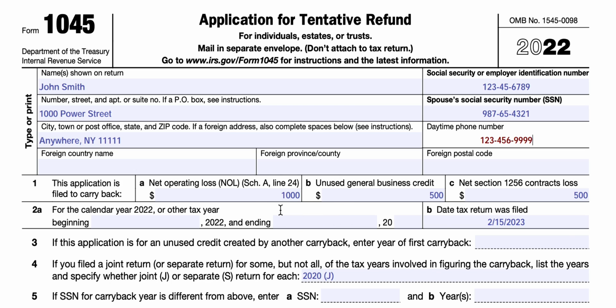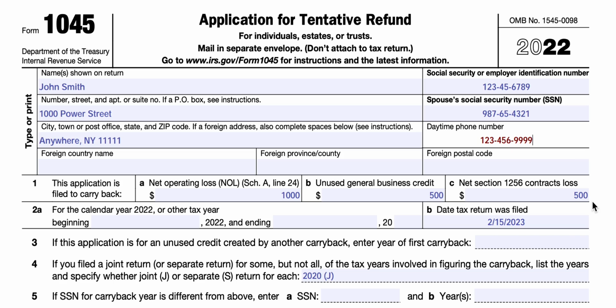So for illustrative purposes, I put $1,000 net operating loss here. In line 1B, I put down $500 as an unused general business credit. You would find this on your Form 3800, which is the form used to calculate your general business credit. And then on line 1C, net section 1256 contracts loss. Now you can carry back a 1256 contracts loss to each of the 3 tax years preceding the loss year. However, estates and trusts are not eligible to make that election.